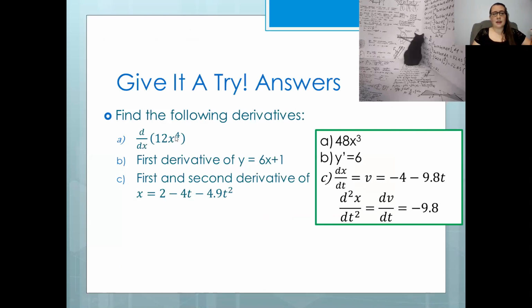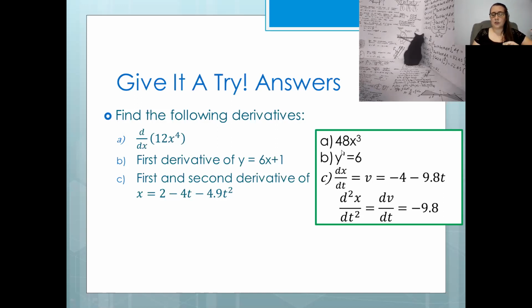So we take the exponent and multiply it by the coefficient. 12 times 4 is 48. We write down our variable again, x, and then we subtract 1 from the exponent to make it 3. So 48x cubed is the derivative of this function with respect to x.